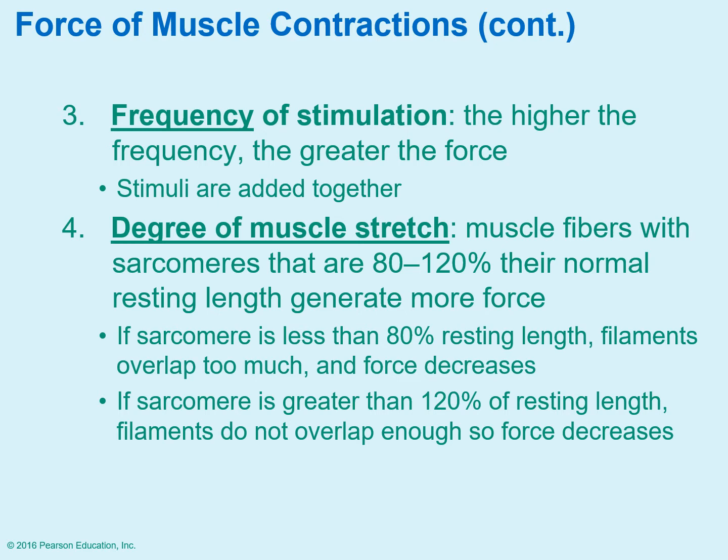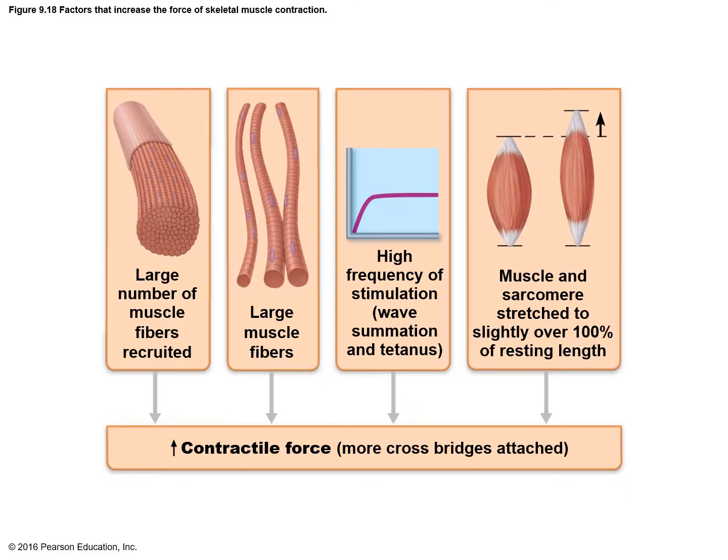Muscle fibers with sarcomeres that are anywhere between 80 to 100% of their normal resting length will generate more force. If it's less than 80% of the resting length, the filaments are overlapping too much and that force starts to decrease. If the sarcomere is greater than 120% of the resting length, then the filaments don't overlap enough, so the force decreases. So ideally, you want it between 80 to 120%.